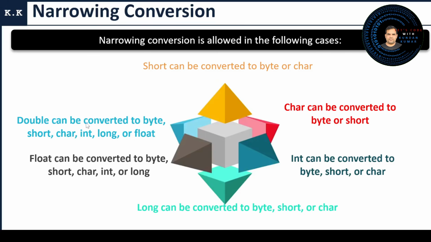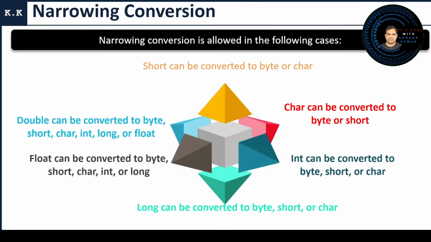I'm talking about this based on the data type size. So double is 8 bytes, and can be converted into 1 byte, 2 bytes, 2 bytes, 4 bytes, 8 bytes, and 4 bytes. It means when you are converting bigger size data into a smaller size, there will be loss of data. In narrowing, there is a chance of loss of data.